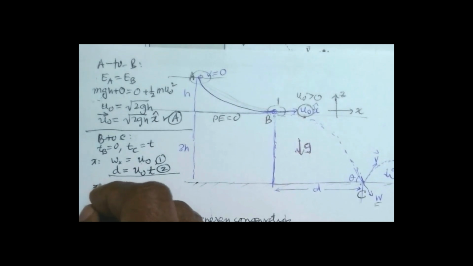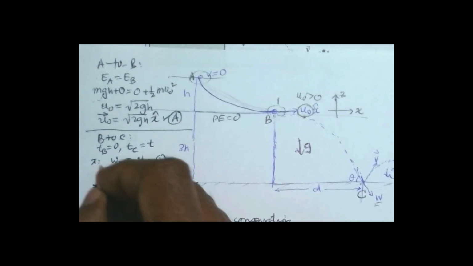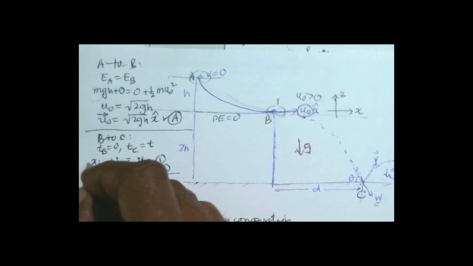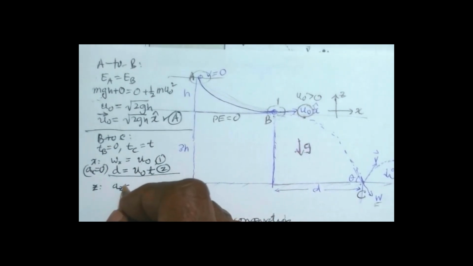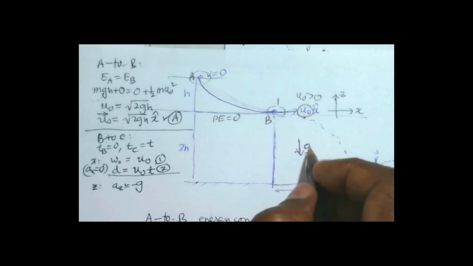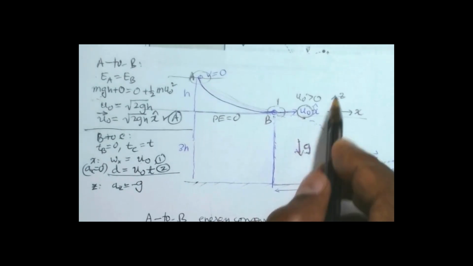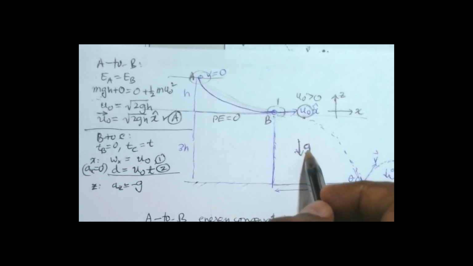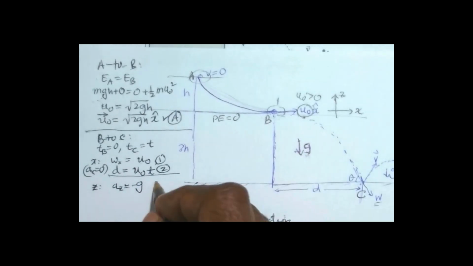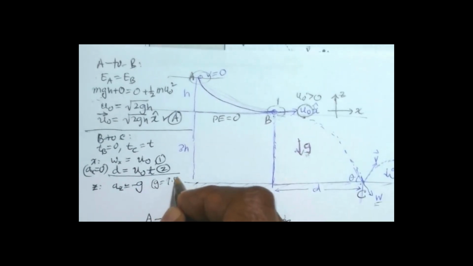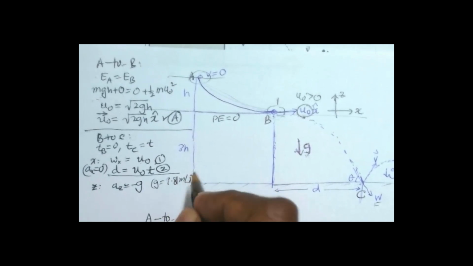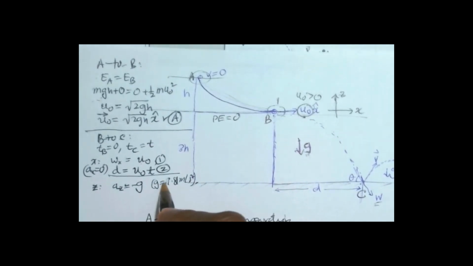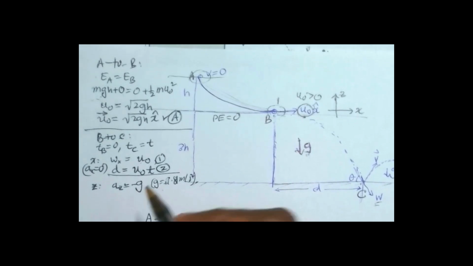Along the z-axis, recall a sub x is 0, so no acceleration along x, and a sub z is going to be minus g, because z is pointed up and the gravity direction is pointed down, and g stands for 9.8 meters per second squared. The symbol itself is just a positive number, so you have to put a minus sign there.